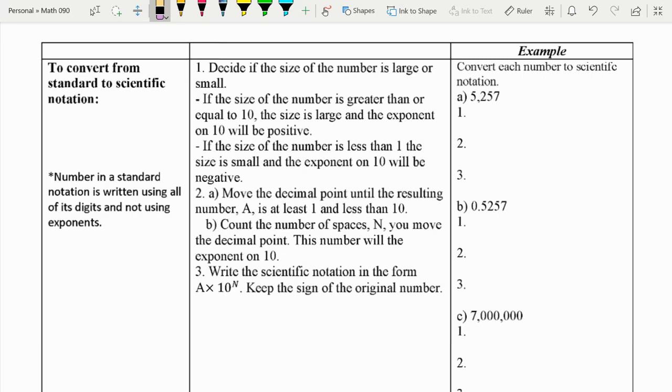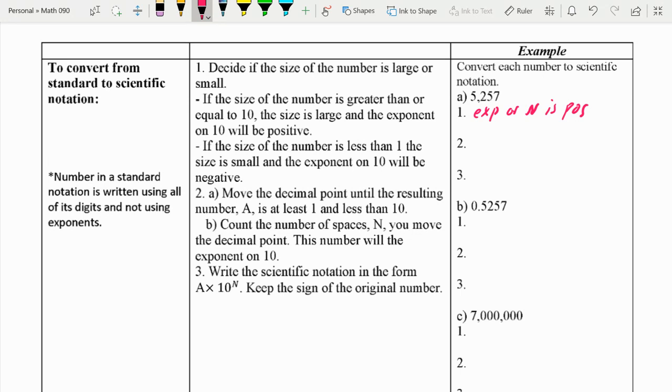So now that we have to move these, again, we're deciding what we're going to do with these. With number one, we know that the exponent or n is positive because 5,257 is bigger than 10. If the number is bigger than 10, the exponent or n is going to be positive.